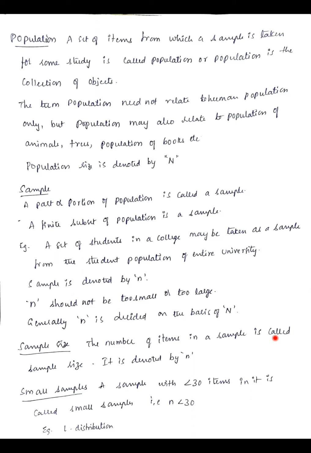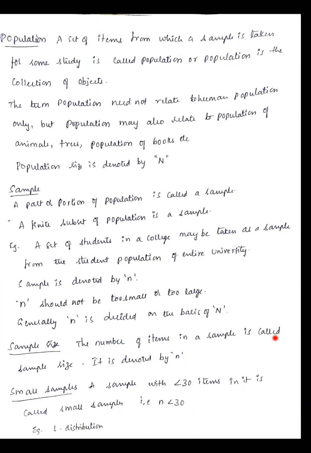Next we'll see what is meant by a sample size. The number of items in a sample is called the sample size. It is also denoted by small n. We have two different types of sample sizes, that is small samples and large samples. Small samples means samples with fewer than 30 items, that is n less than 30. An example is the t distribution. We have already learned how to calculate the t distribution. That's an example for small samples.